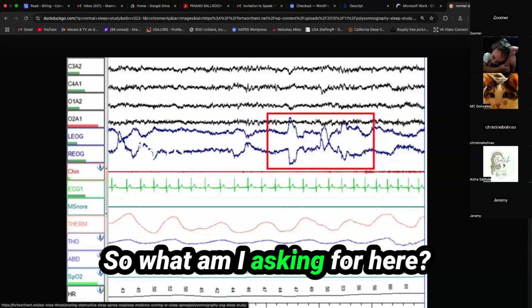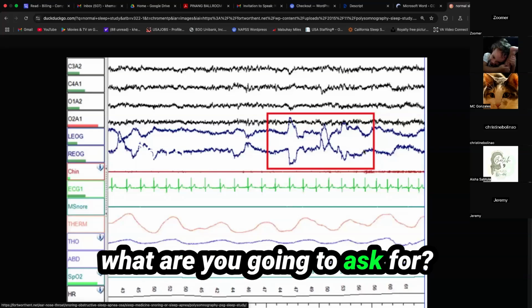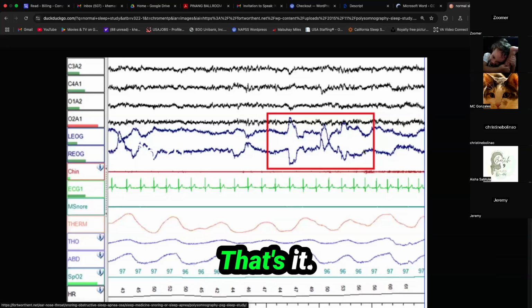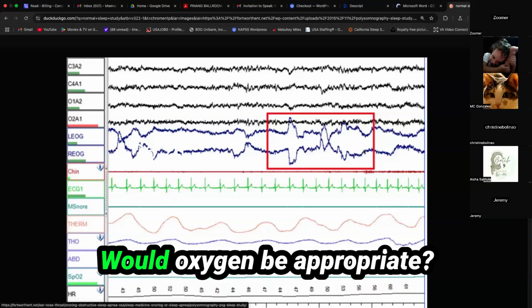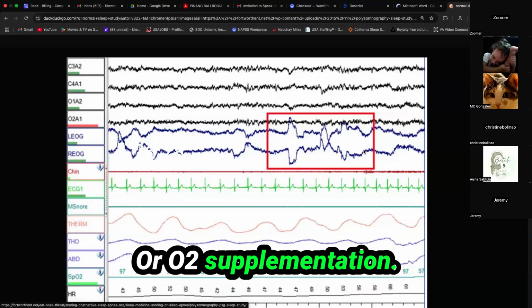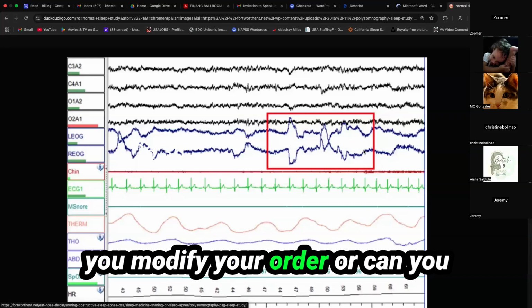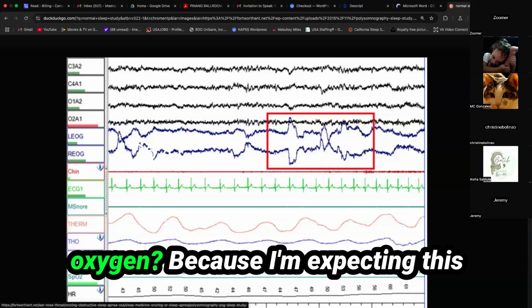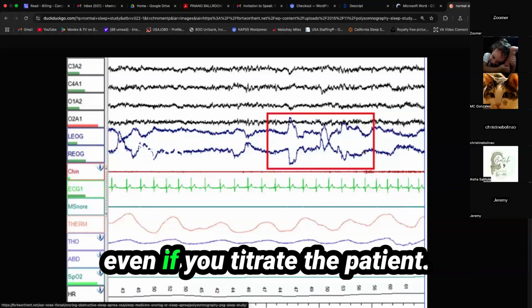So what am I asking for here? If you already know that this patient might have hypoventilation, what are you going to ask for? Because the doctor only ordered a split study. That's it. What are you going to ask for? Would oxygen be appropriate? O2 supplementation. Yes. So at least you ask, hey, doc, can you modify your order? Or can you tell me if I can apply supplemental oxygen? Because I'm expecting this patient to have a lot of desaturation, even if you titrate the patient.